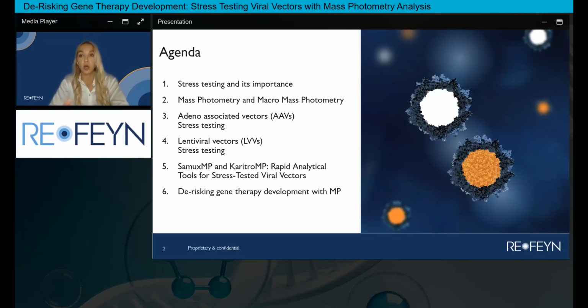We'll go through the stress testing and its importance, how you can utilize mass photometry and macromass photometry for it, through some experiments that we have done in-house on adeno-associated viruses and lentiviral vectors, and how we use our two instruments, SAMUX and Caretro, to analyze those samples. And at the end, how mass photometry and macromass photometry can help you de-risk your gene therapy.